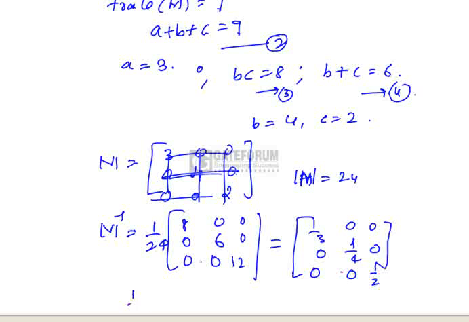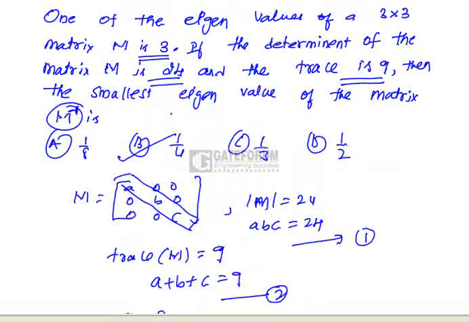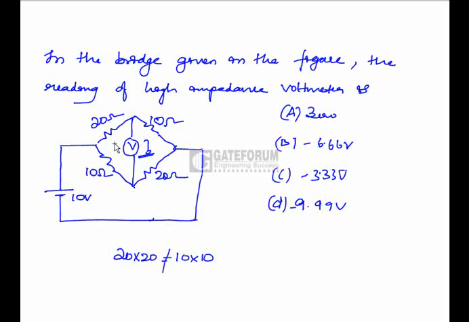So the eigenvalues are 1 by 3, 1 by 4 and 1 by 2, and the least among them is 1 by 4, which is 0.25. That is option B. In this question, we have to find the voltage across this high impedance voltmeter.